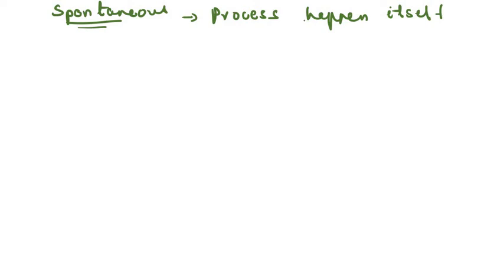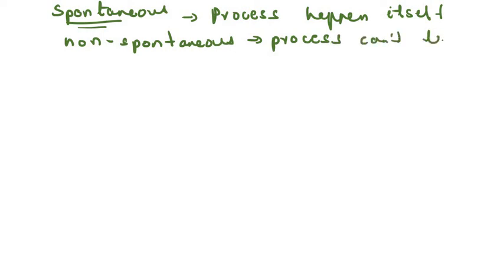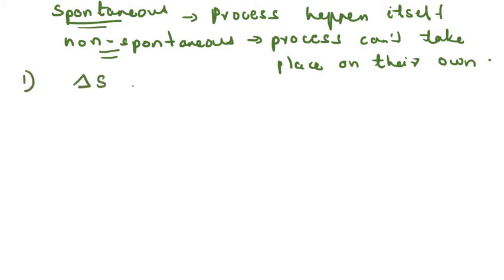Whereas when we are talking about non-spontaneous process, what are non-spontaneous processes? The opposite of this one, that is the processes which cannot take place on their own. They need a small amount of energy, or a push, and are known as non-spontaneous processes.